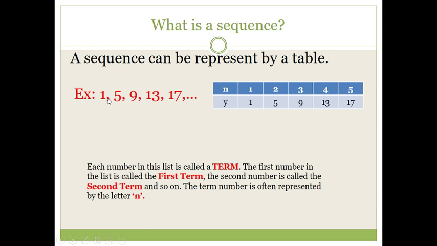So each number in this list is called a term. The first number in the list is called the first term because it's the first number in the list. The second number in the list is called the second term, and so on and so on. In this case, the fifth number in this list is 17. We refer to that 17 as the fifth term because it's the fifth number in the list. So this n that you're seeing in the table is just the place value that it is in the list. So this is the first term, the second term, the third term, the fourth term, and so forth. And that's all that n represents. So it's always 1, 2, 3, 4, 5, going on forever and ever.